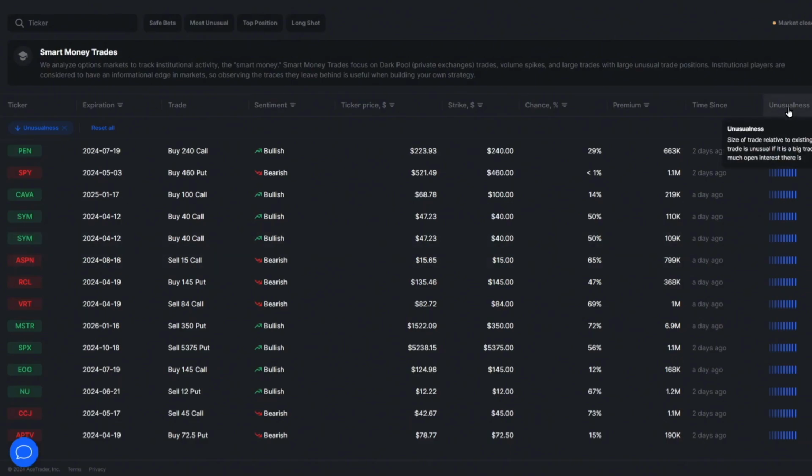And we mean that by how big is the trade compared to the open interest. So it's compared to how many options are usually traded off this particular ticker. And that's a good way of looking at how weird is this trade, how interesting could this be.